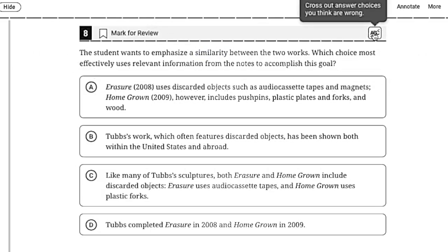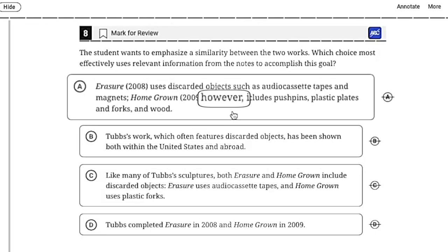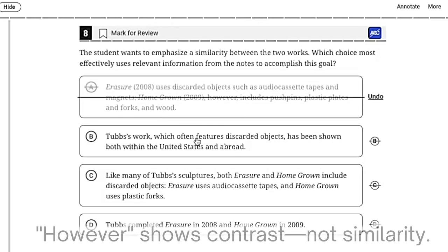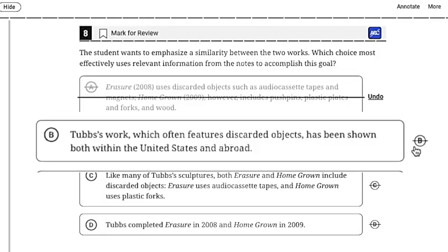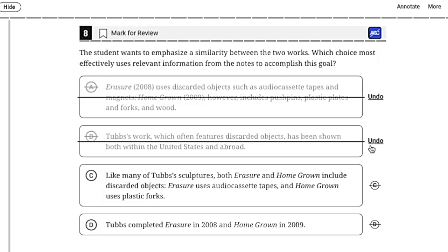And we can go through and eliminate. First answer: Erasure uses discarded objects such as audio cassette tapes and magnets, Homegrown, however. So here we are contrasting the two works. Goodbye. B: Tubbs' work, which often features discarded objects, has been shown both within the United States and abroad. We're supposed to emphasize a similarity between two works. This is not mentioning two works, so that's not going to work.